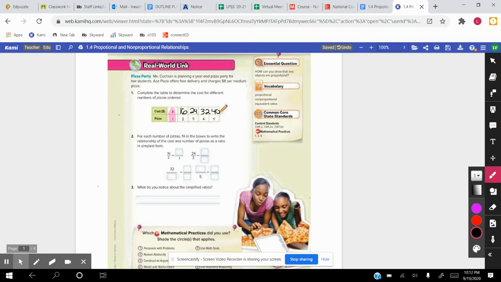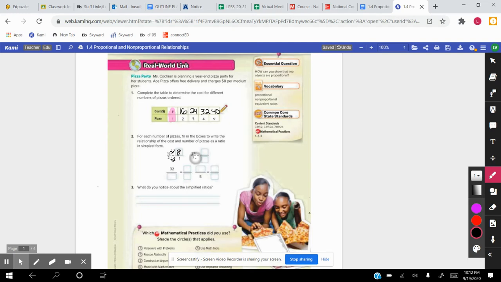So number 2, for each number of pizzas, fill in the boxes to write the relationship of the cost and number of pizzas as a ratio in simplest form. For 16 over 2, the denominator is reduced from 2 to 1, so I divide the denominator by 2. So I need to divide the numerator by 2. 16 divided by 2 gives me 8.